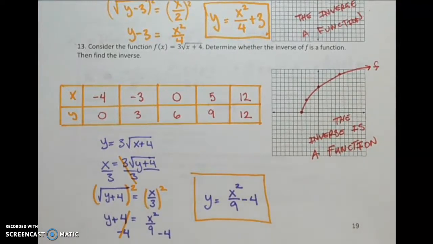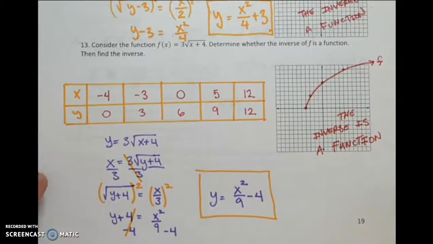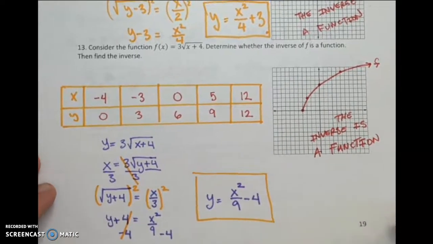Alright, here is the answer. Number 13. Graphed it, it does pass the horizontal line test. So the inverse is a function, and then y equals x squared over 9 minus 4 for your inverse. Okay, pause it if you need more time with that. I'm going to go ahead and flip it up. And we got one more skill.